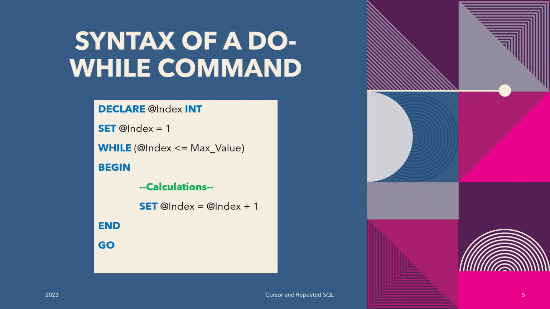Begin statement will start the calculation, and then after your begin statement, you can enter your calculations. And then after the initial calculation, the index will be raised to whatever it is set at. In this example, the index is +1. The loop will continue until the maximum value is reached. Then the end command marks the end of the calculations.